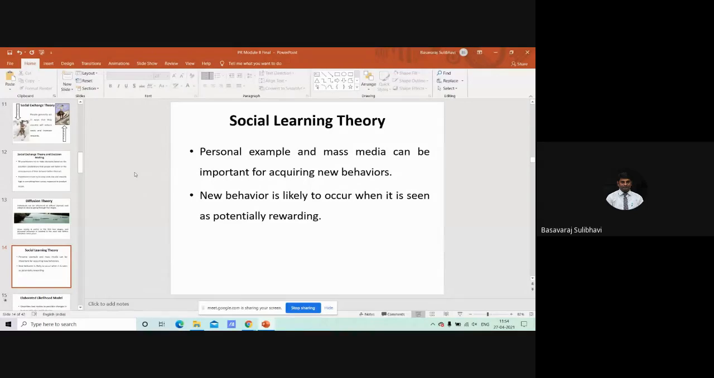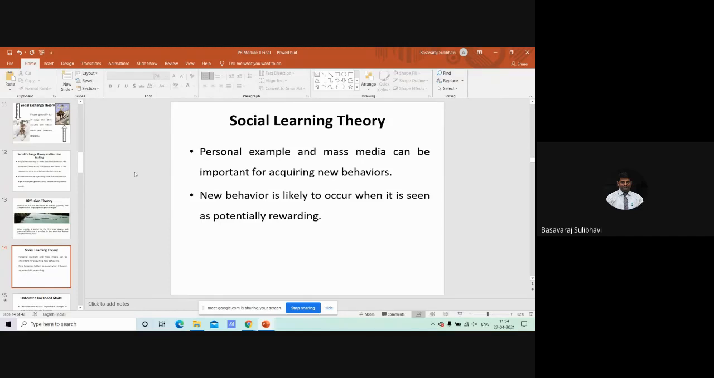Any issue raised or generated in the external environment of an organization, or sometimes even in the internal environment, that small news, if it is leaked by one person, may reach thousands of crores of people, billions of people, who gather to discuss the issue. So new behavior is likely to occur when it is seen as potentially rewarding.